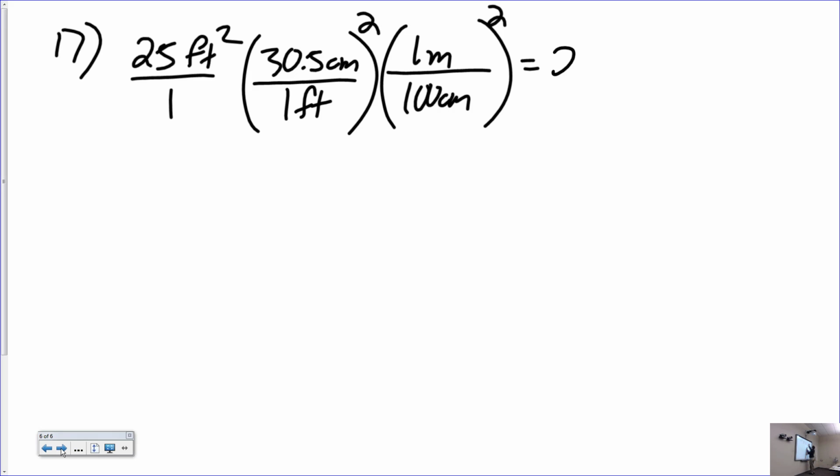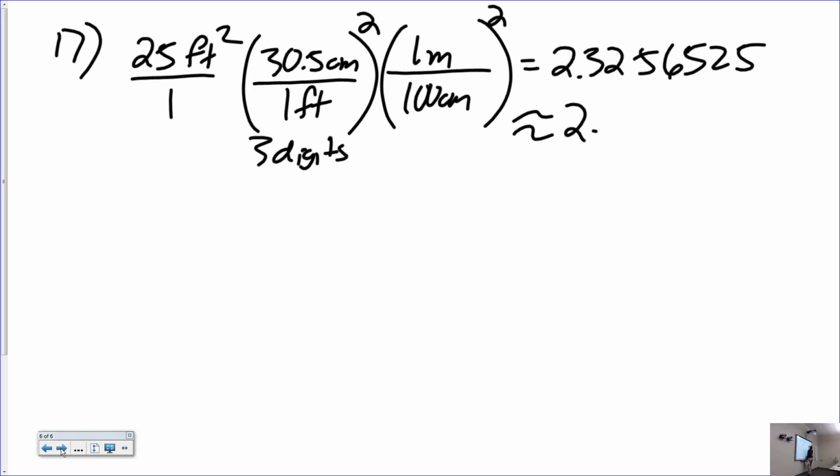Punch this out. You got 2.3256525. If you use this, you get 3 digits. So you're going to have to round this to approximately 2.33 square meters. And again, it depends on whichever conversions you were using.